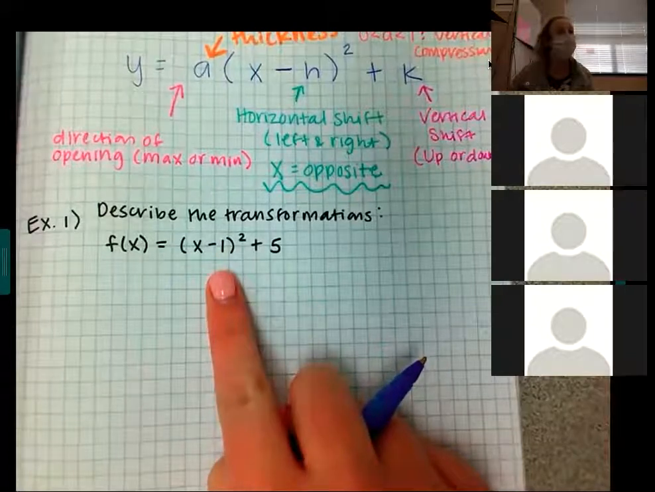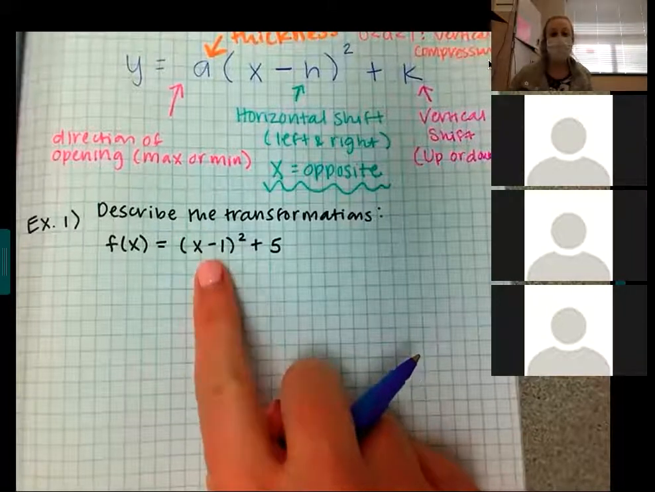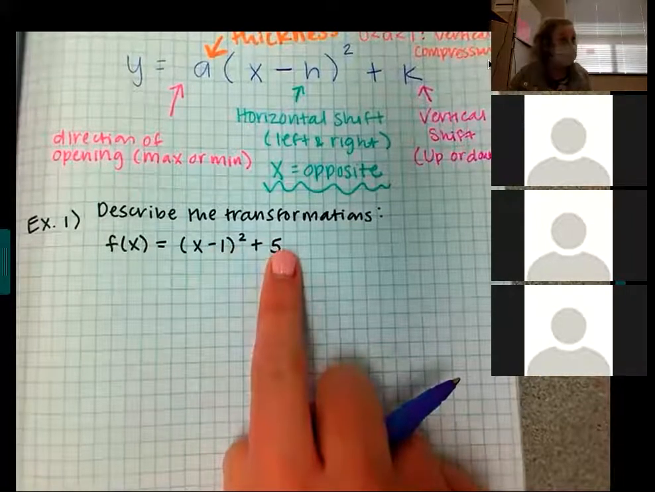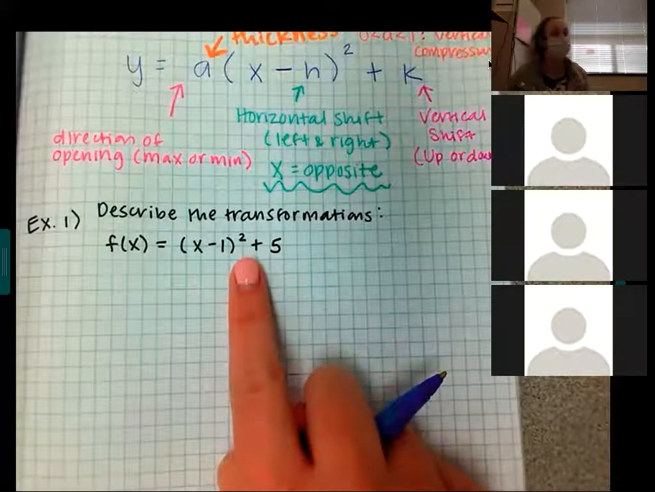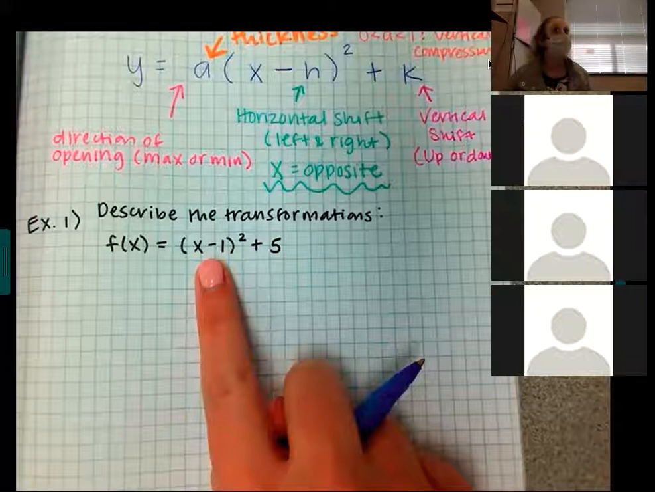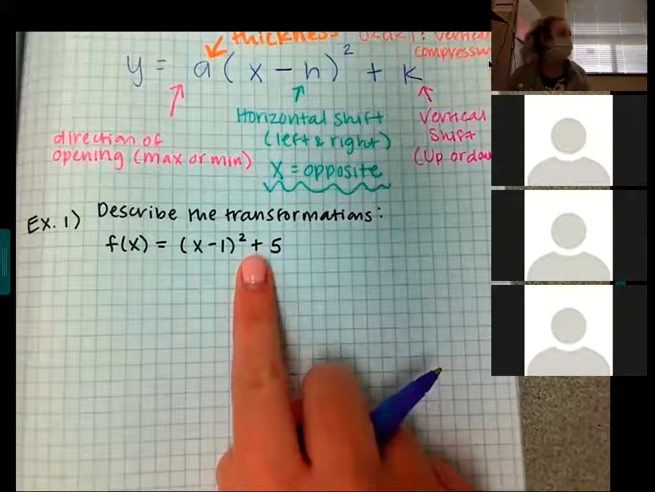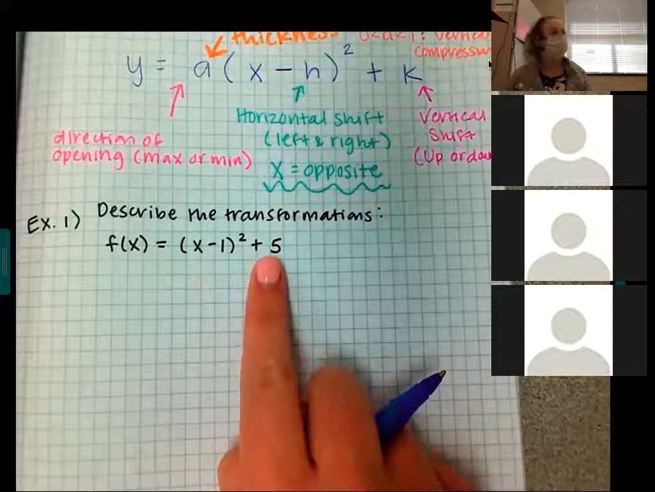So look at it, because it's in vertex form. Where would the vertex point be? (1, 5). Good. +1, because remember, inside with x is the opposite. +5. So we're not starting at the origin if it's at (1, 5). How did I move this? Because the word transformation just means move. How did this move? To the right 1 and up 5. Does that make sense? That's literally all you have to tell me. Right 1, up 5, because the vertex is at (1, 5).